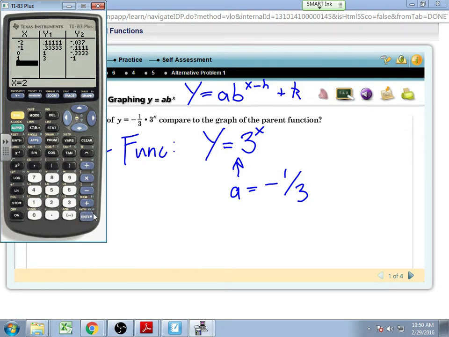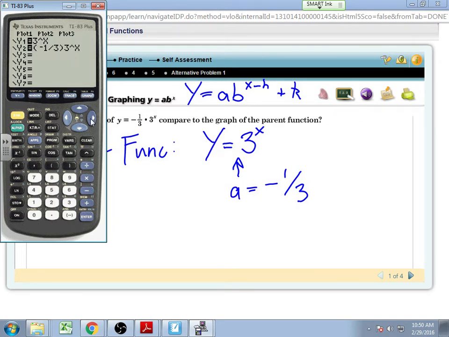Wait, Mr. Hudson, what was the y equals for the second? So you got to use some parentheses. So you put negative 1/3 inside of parentheses because that's what's happening. We now have an a of negative 1/3, and then my still times my parent function 3 to the x. Okay. And you could actually put 3 to the x in parentheses if you needed, like if anything else was added on or something like that.